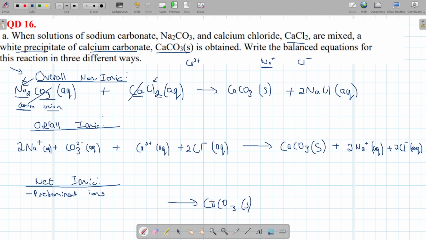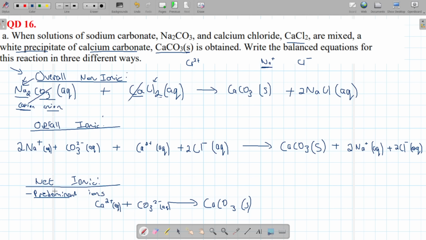Now, what do you do? After you know your precipitate, all you have to do is write only the components of the precipitate. The components of the precipitate, that's what we call the predominant ions. So in this case, it will be Ca and CO3 2 minus. Ca, what's the charge of Ca? 2 plus. And then you put plus, and you have it always aqueous for both of them, right?